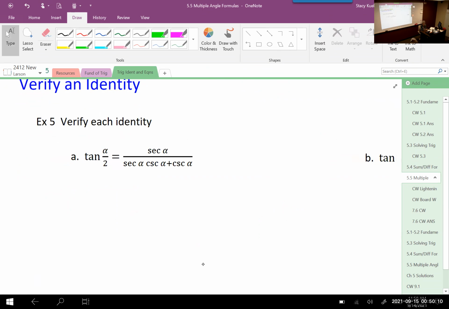So I have the tangent of alpha over 2 is equal to the right-hand side that you see there, secant over secant plus cosecant.